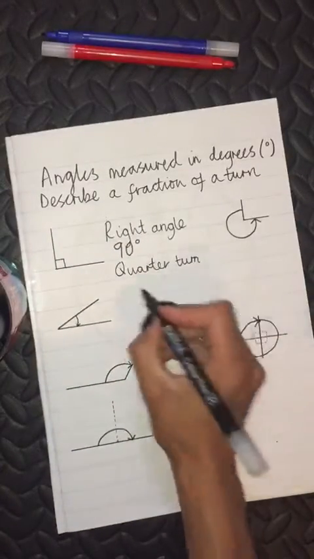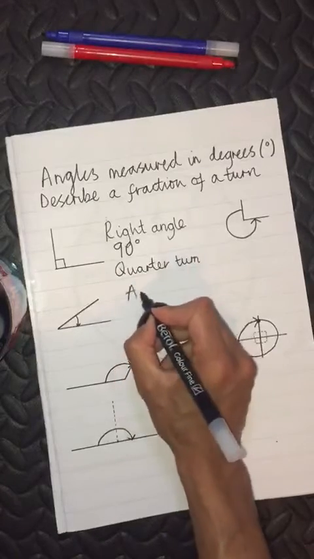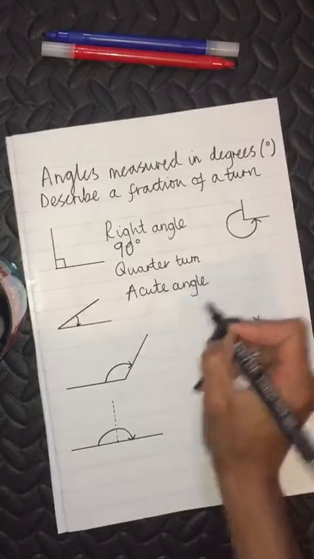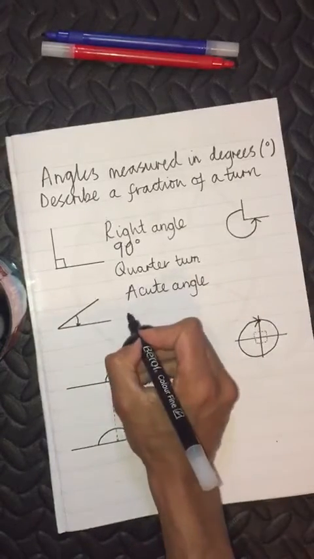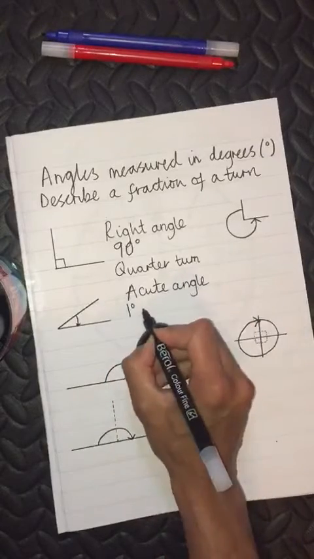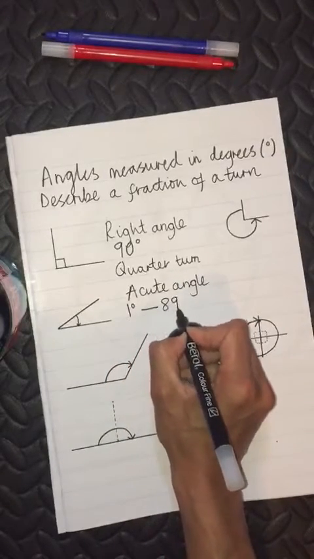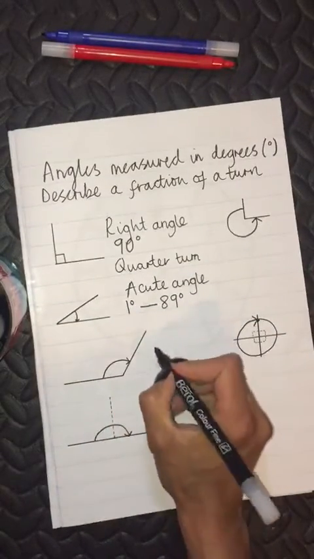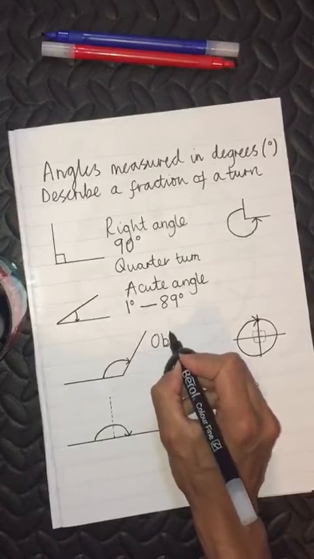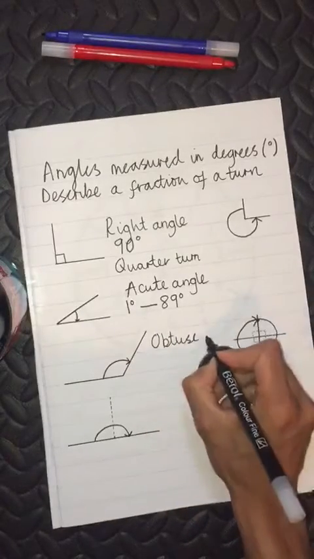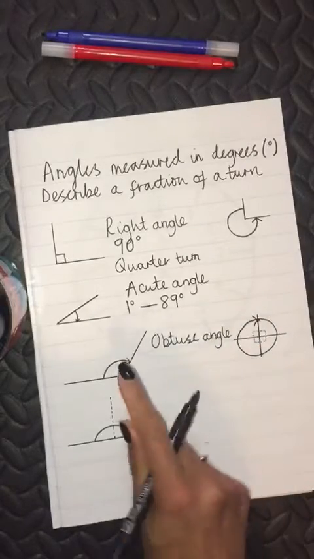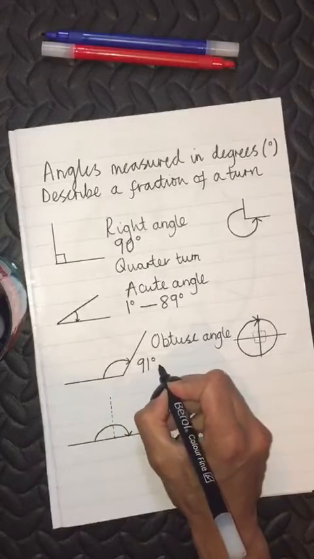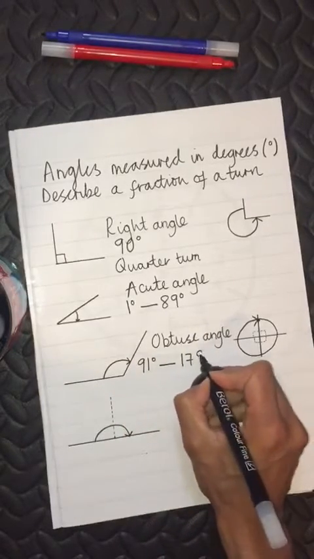Here we have an acute angle. Acute angles measure between 1 degree and 89 degrees. This one is an obtuse angle. And these measure between 91 degrees and 179 degrees.